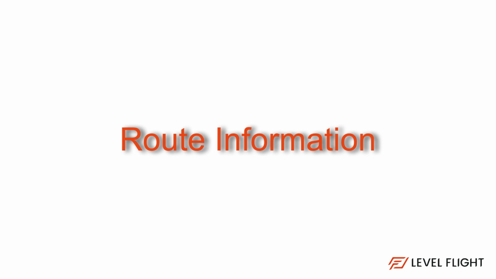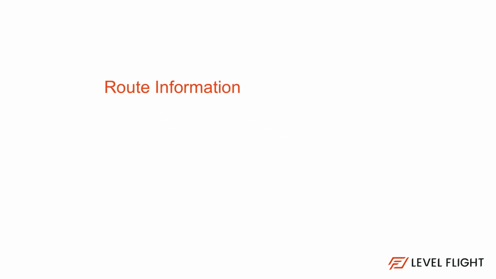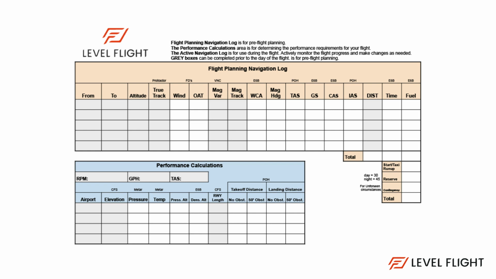Now it's time to pull out the nav log. Remember from the introduction to the navigation log, we said that each departure and arrival will use its own nav log. In our example, we are doing a simple one-leg flight from one airport to another, so we'll only need one log. The first thing we're going to do is fill out the route information.